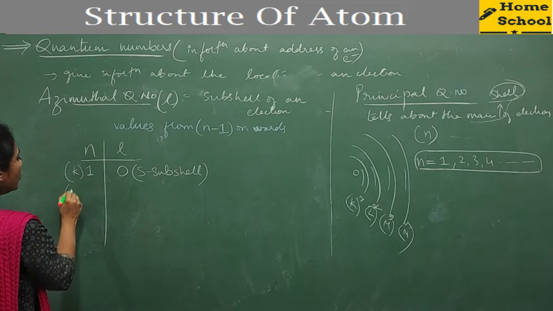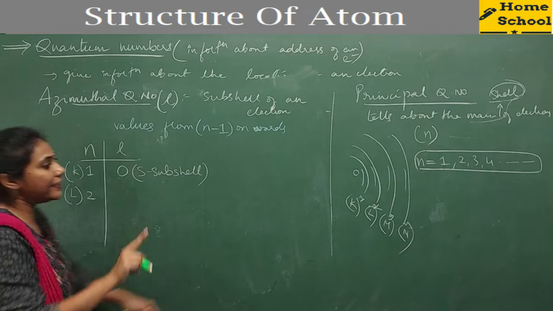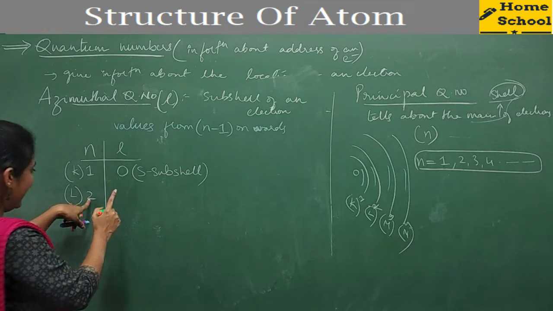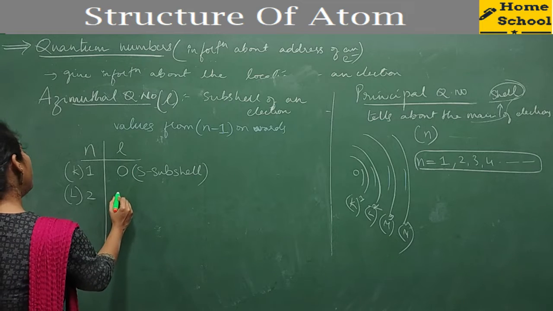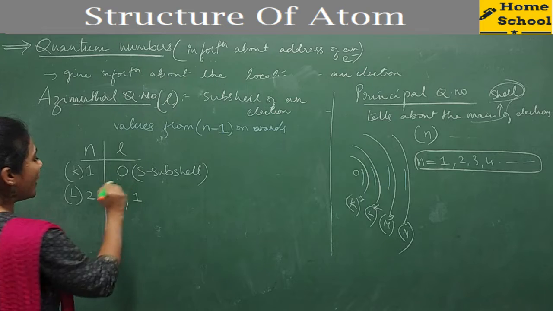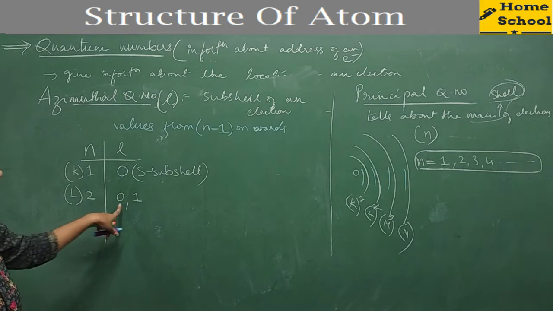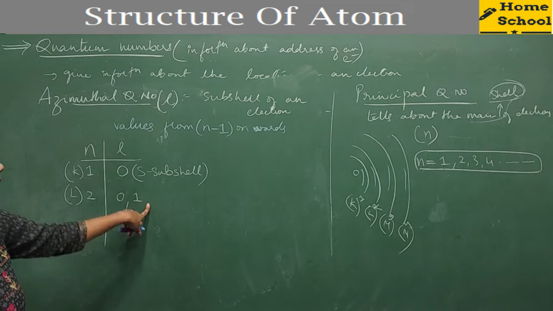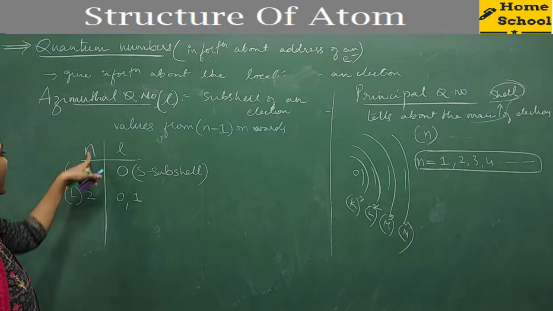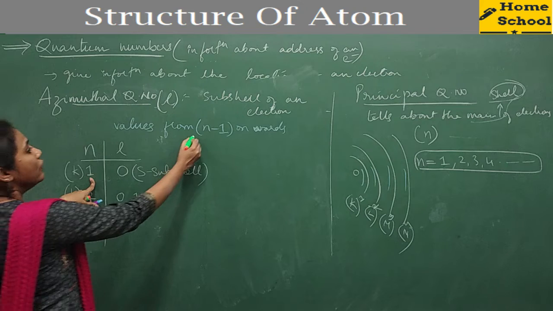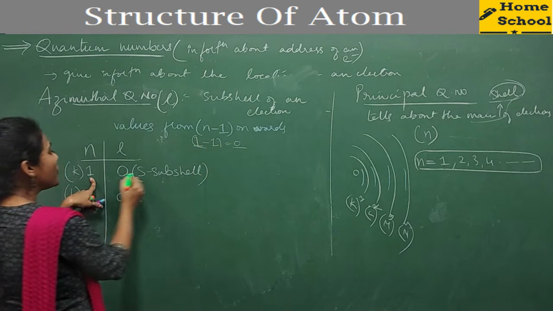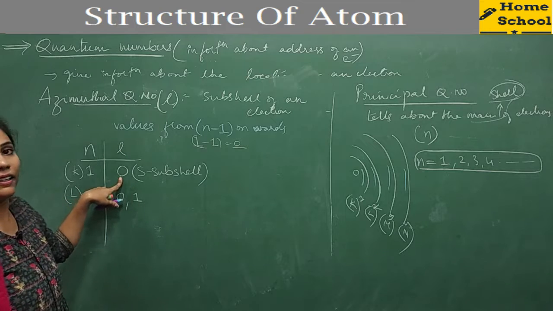Now let me go to the L state, that is our second main state in a country. And the second state has 2 districts. What are they? 0 and 1. Second state has 0 and 1. And now you see it will have values from 0 to n-1. So what is the n value here? 1. So 1 minus 1 is how much? 0, right? So 0 is the value for L.